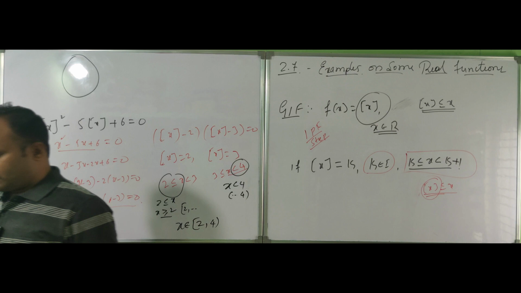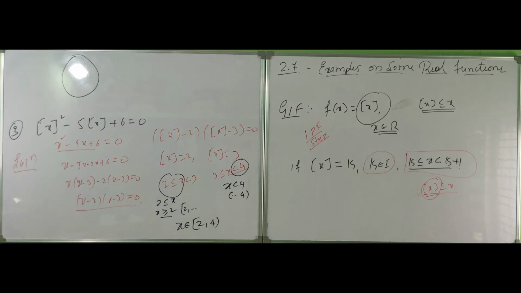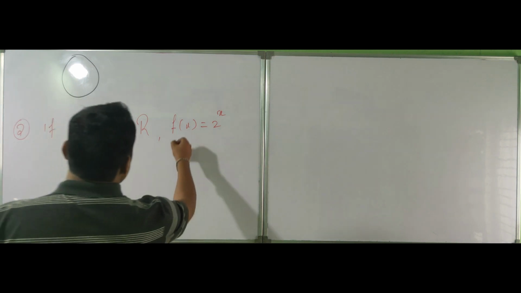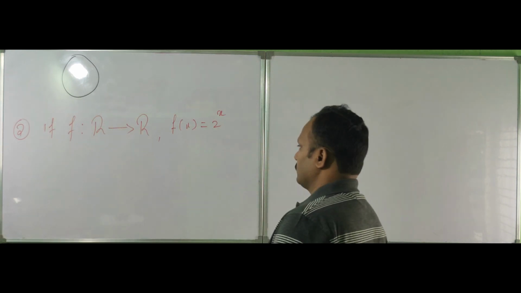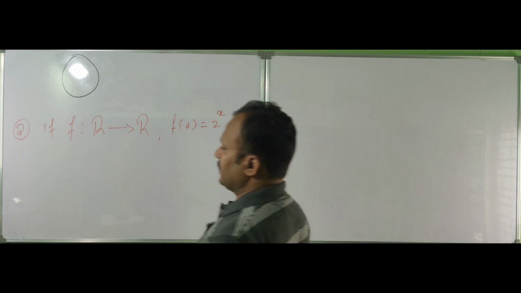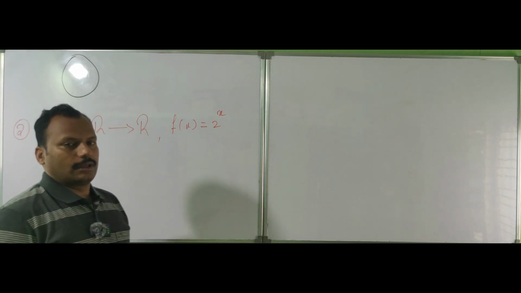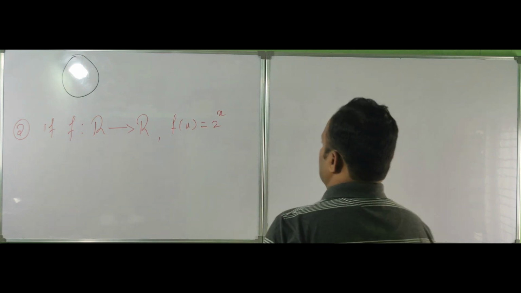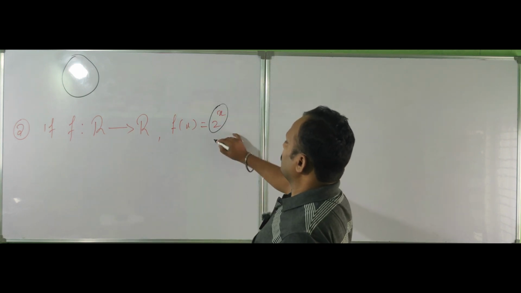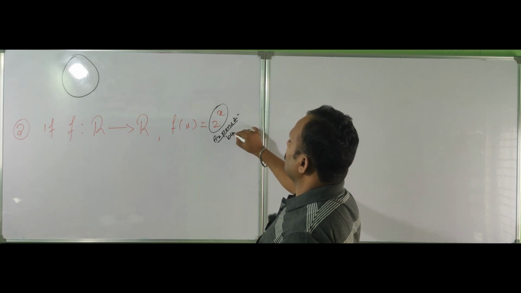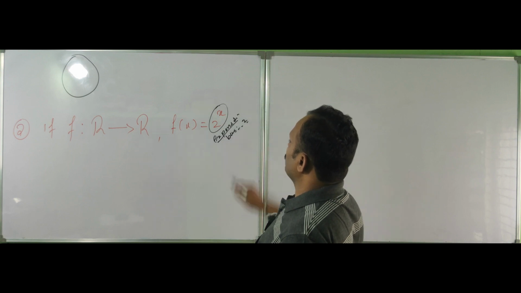Next question is, if f is a function from R to R and f of x is equal to 2 to the power x. Then they ask to find the range and find f of x is equal to 1 and prove that f of x plus y is equal to f of x into f of y. This is the exponential function with base 2.